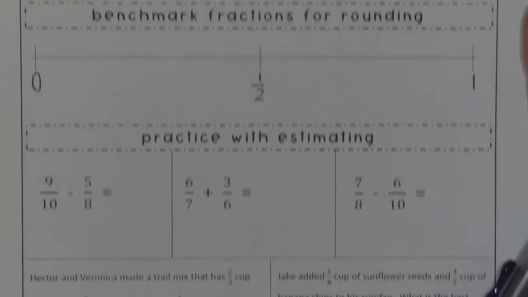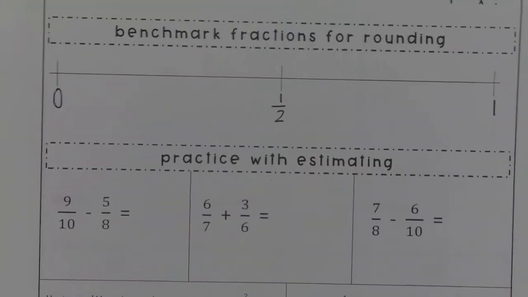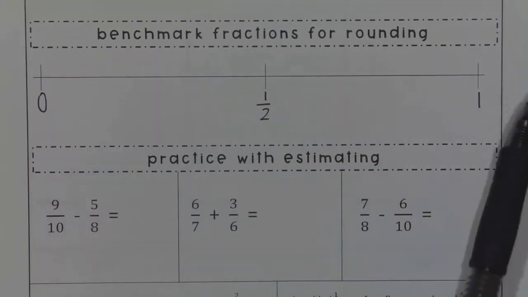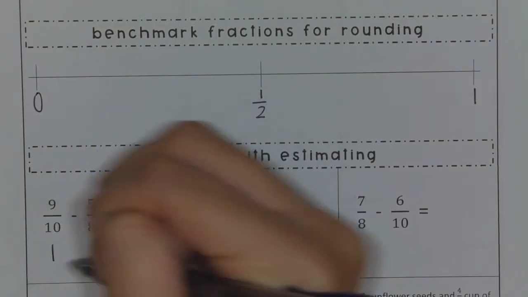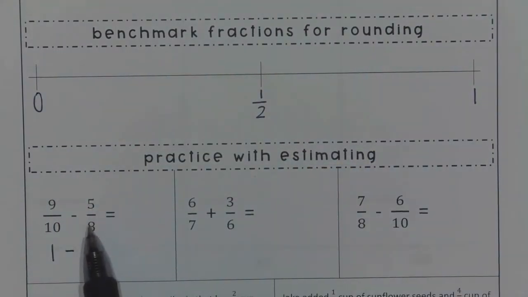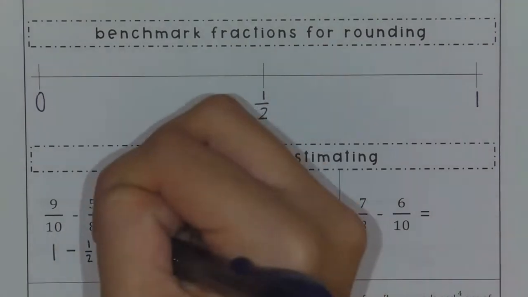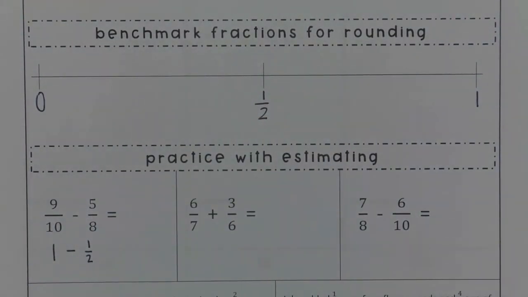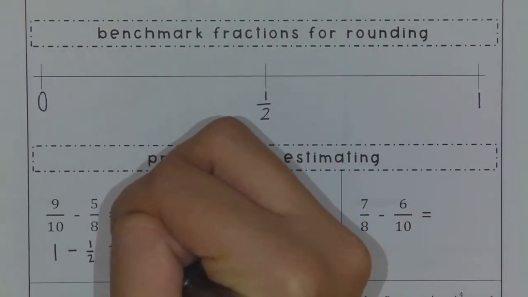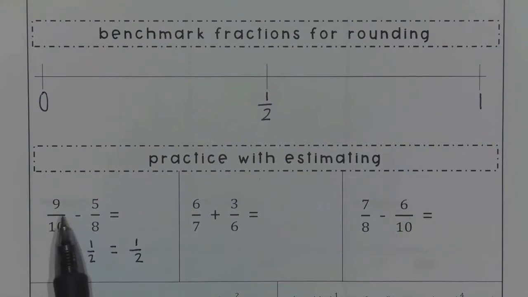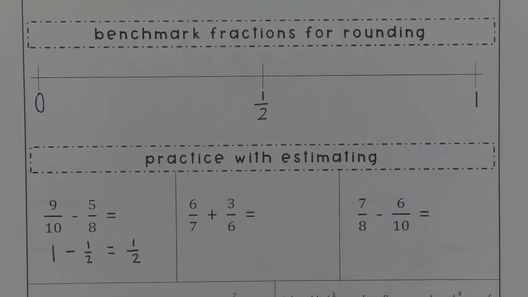So let's do some practice. I have the problem 9/10 minus 5/8. Again, I want to round it to one of these 3 benchmarks. 9/10 is pretty close to 1 whole, minus 5/8, which is pretty close to 1/2, because 1/2 of 8 would be 4, so 5 is only 1 off from there. So if I have 1 minus 1/2, that should leave me with about a half. Whatever 9/10 minus 5/8 is, our answer should be pretty close to 1/2.